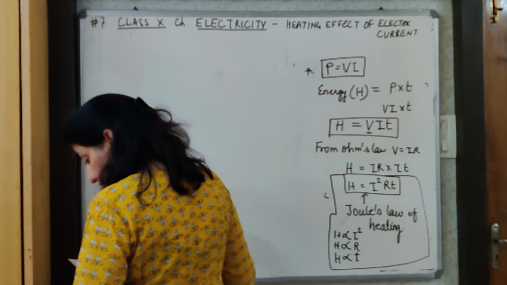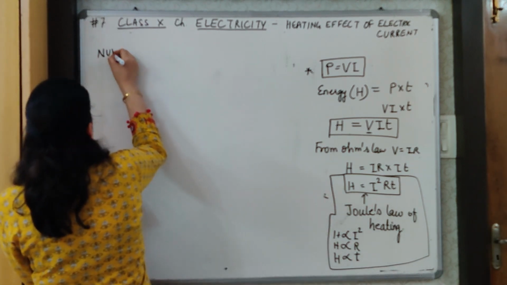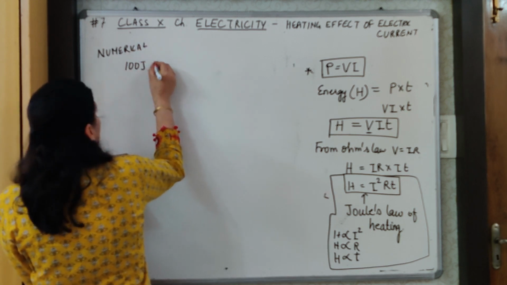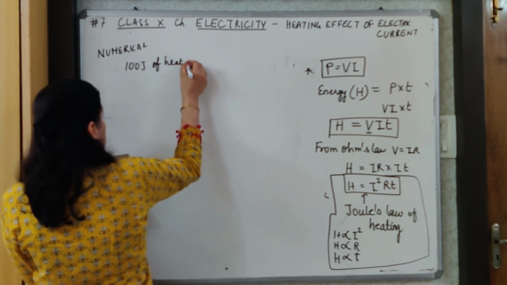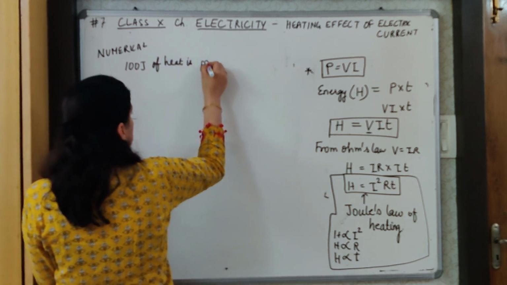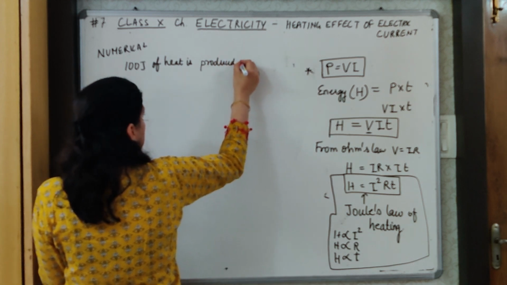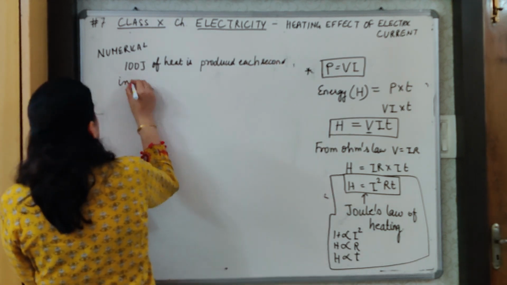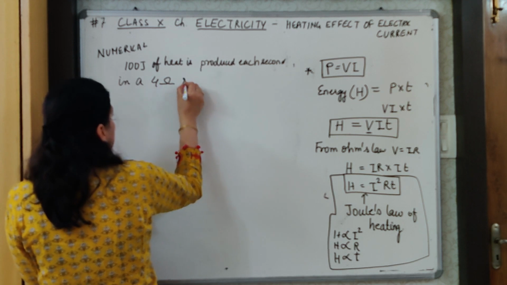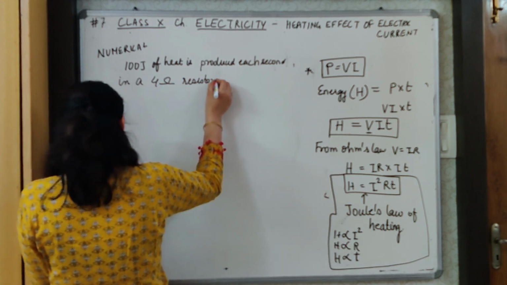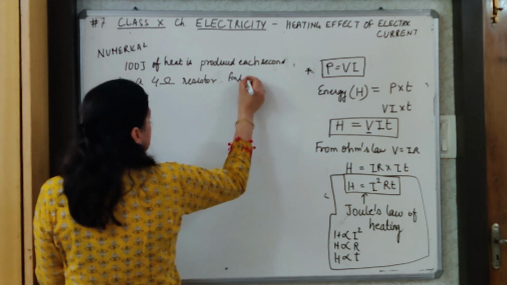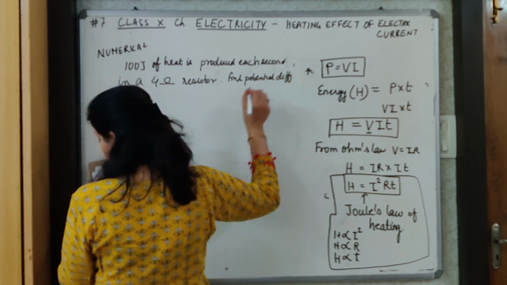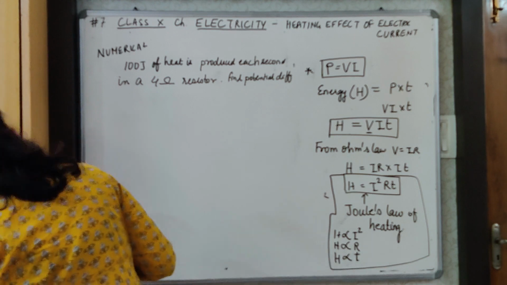Okay. Now suppose I have a question, a numerical I am taking. Suppose I have a numerical that 100 joule of heat is produced each second in a 4 ohm resistor. We have to find the potential difference. Okay, one question I will take this, then I will take one more question.